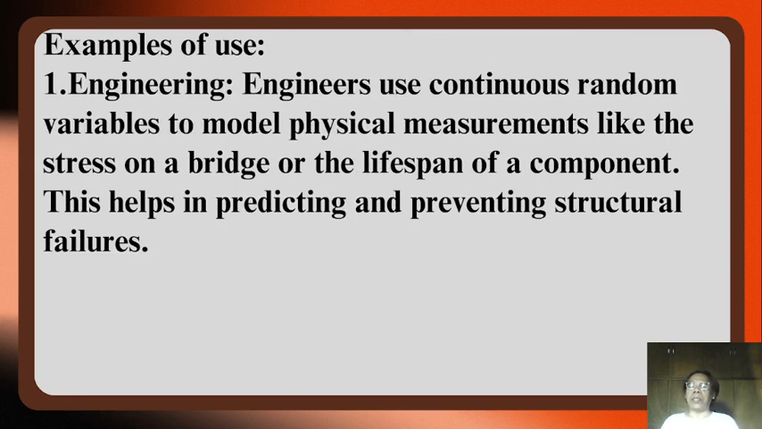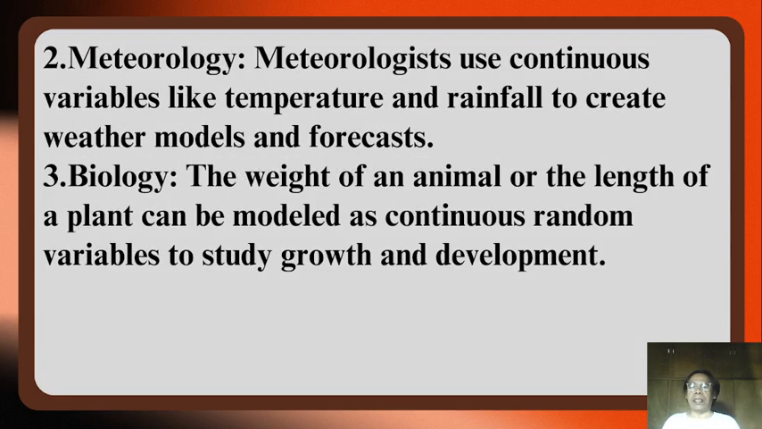Examples of use: in engineering, engineers use continuous random variables to model physical measurements like the stress on a bridge or the lifetime of a component. This helps in predicting and preventing structural failures.